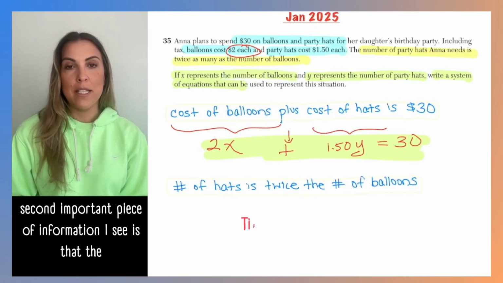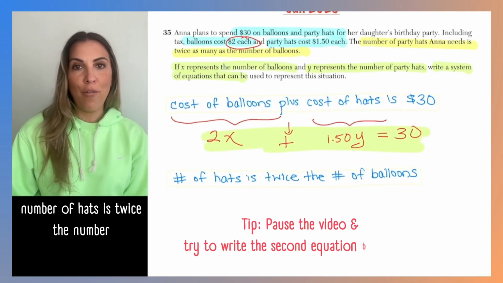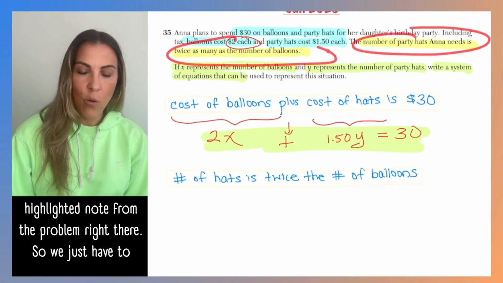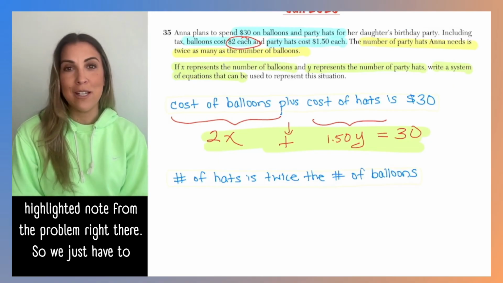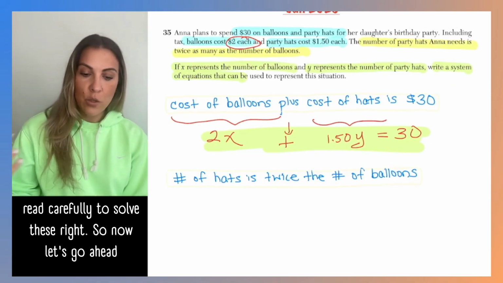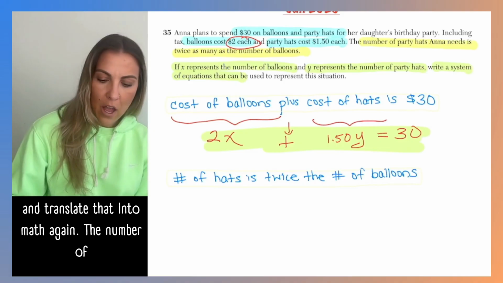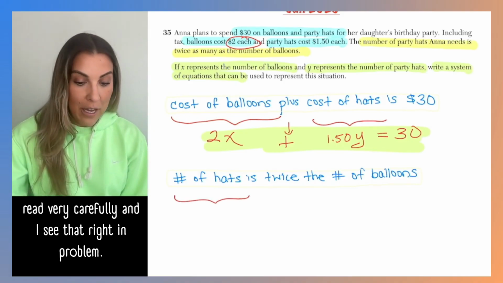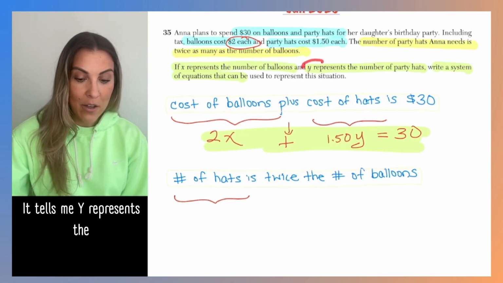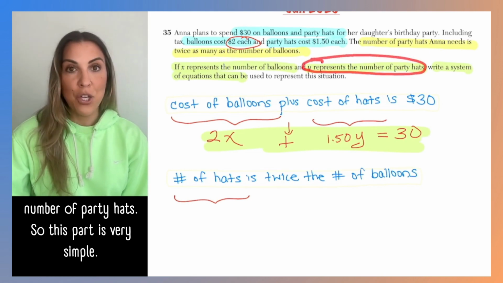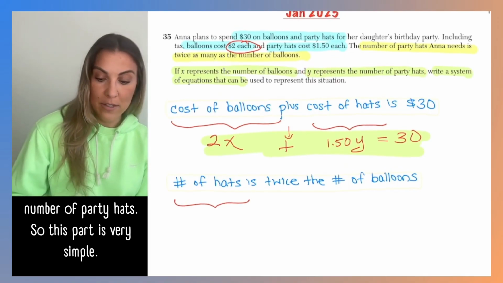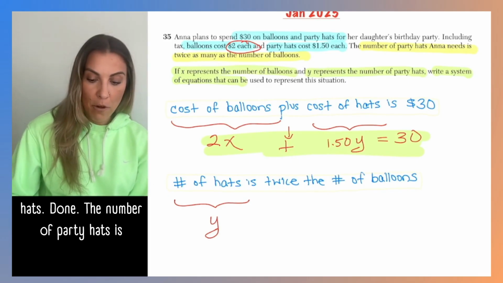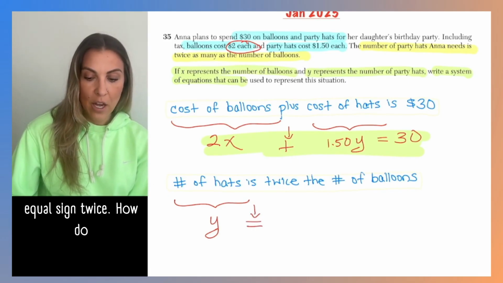The second important piece of information I see is that the number of hats is twice the number of balloons. And I'm getting that from this yellow highlighted note from the problem right there. So we just have to read carefully to solve these right. So now let's go ahead and translate that into math again. The number of hats. How do I represent the number of hats? Well, I read very carefully and I see that right in the problem, it tells me y represents the number of party hats. So this part is very simple. That's just y. Done. The number of party hats is equal sign twice.